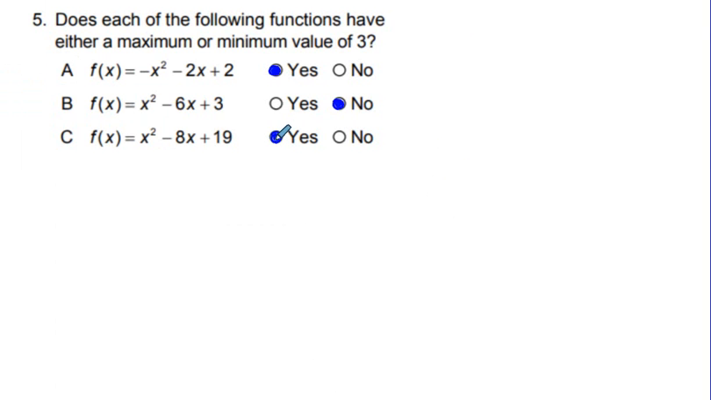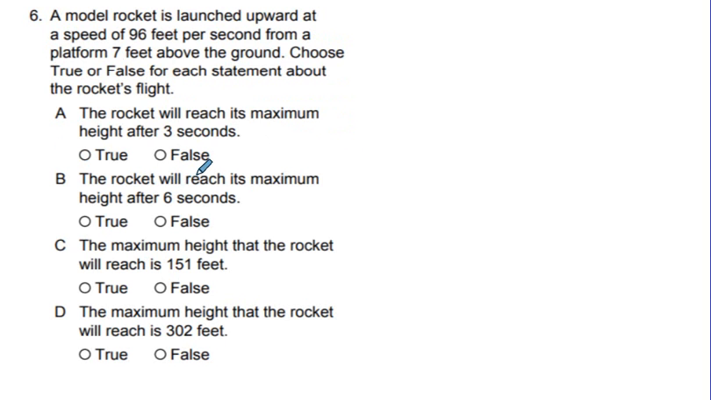Okay, that's problem 5 worked out. Next, problem 6. A model rocket is launched upward at a speed of 98 feet per second from a platform 7 feet above ground. Choose true or false for each statement about the rocket's flight.